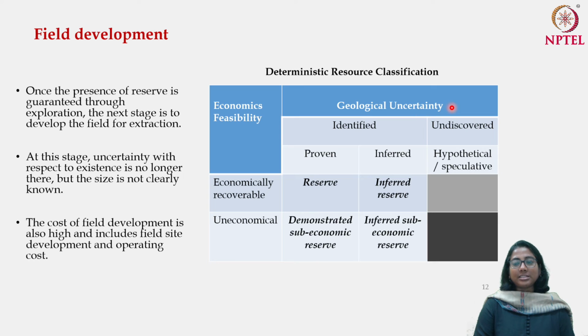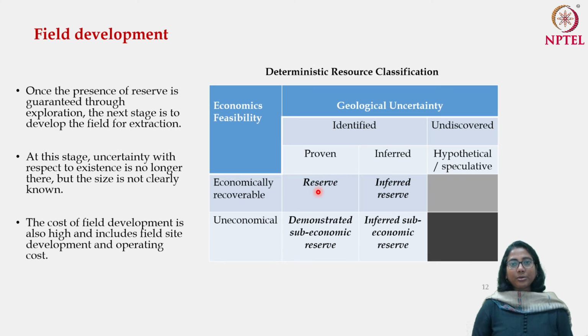In case of geological uncertainty, two classifications are possible. One is the resource which is identified, and the other is the resource which is undiscovered or yet to be discovered. If a resource is identified, then it can be proven. In case of proven, I know what the amount of resource available is. So I not only know that the resource is available, I also know the amount of resources available. And the other is inferred. Here we understand that the resource is available there, however, we are not very sure about the amount of resource which is available there.